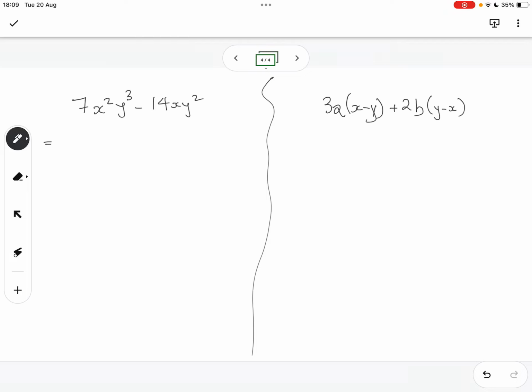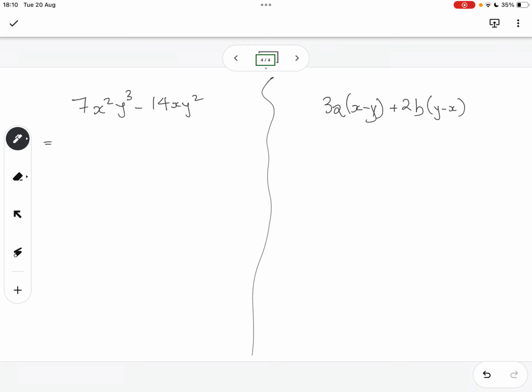All right, so let's start with the first one. When we take out the common factor here, what's the highest common factor? xy. xy is part of it. Well done for spotting that xy is a common factor, but that's not the highest common factor. Remember, we're looking for the highest common factor.